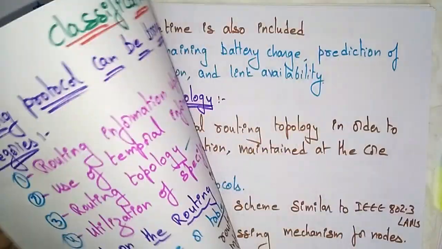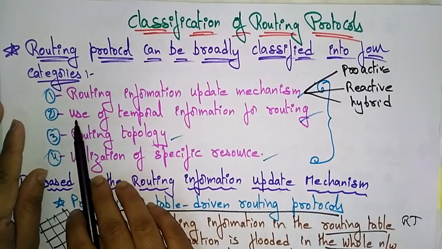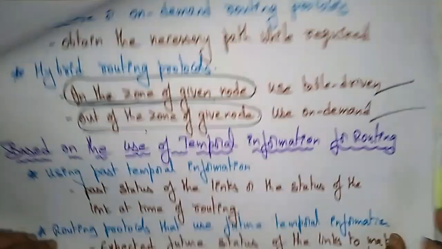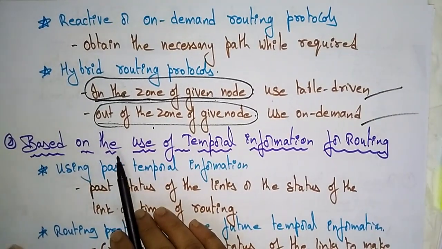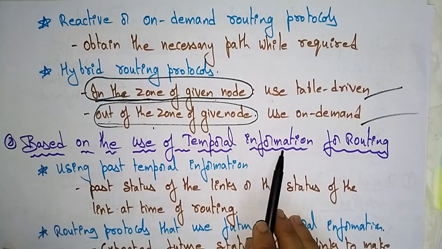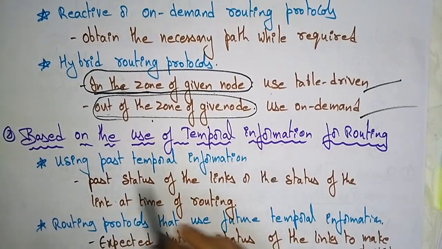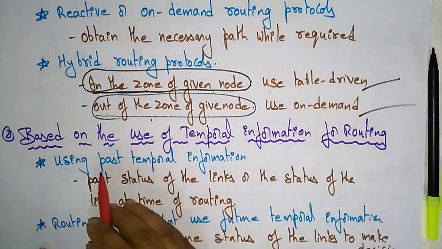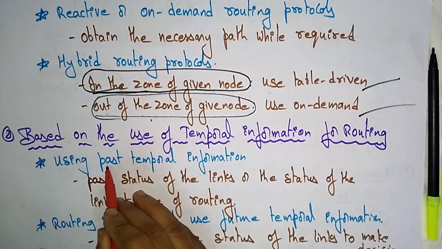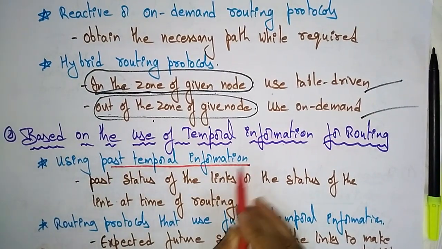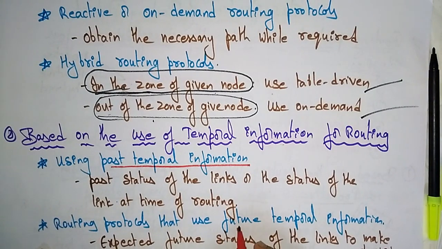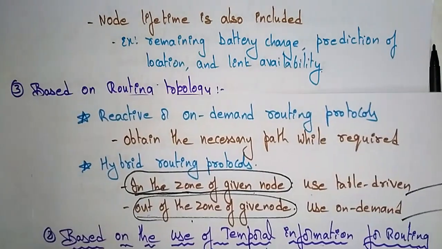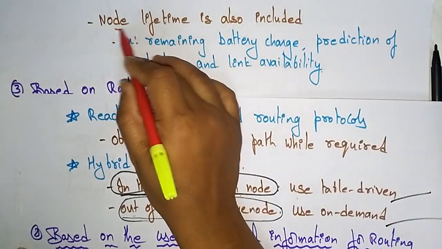Now coming to the second one. What is the second one? The second classification is based on the use of temporal information for routing. Here, three techniques will be there: one that uses past temporal information, another that uses future temporal information, and the node lifetime is also included.